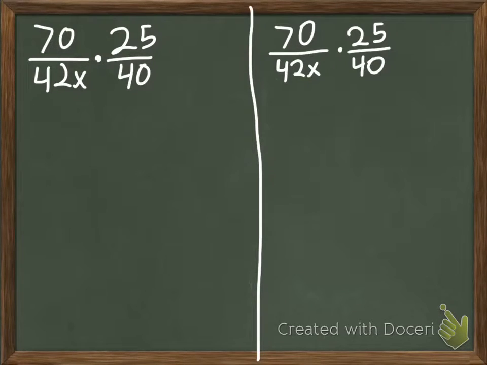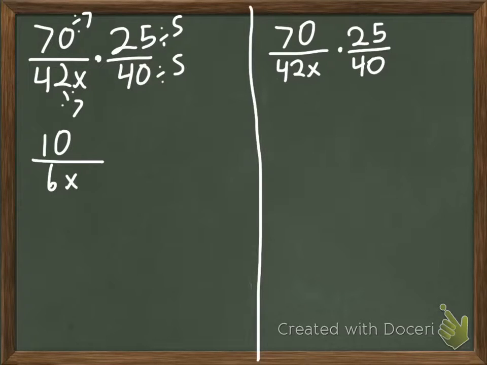So I'm going to reduce this 70 and this 42. 70 and 42, I know they're both multiples of 7. So I can divide these both by 7. 25 and 40, I can divide those both by 5. So 70 divided by 7, 10. 42 divided by 7, 6x. 25 divided by 5 is 5. 40 divided by 5 is 8.